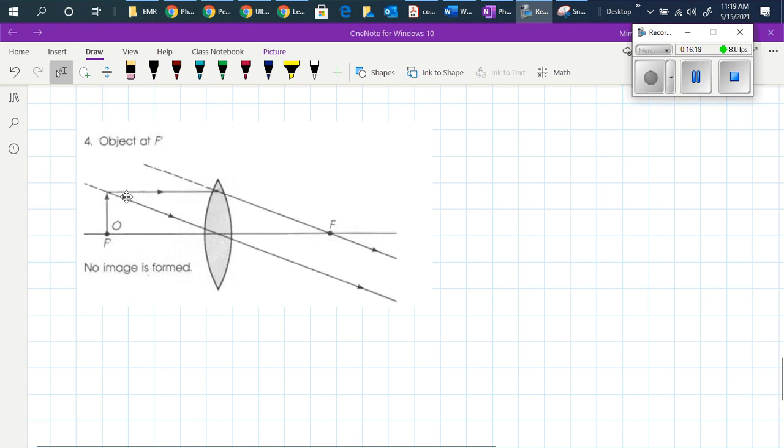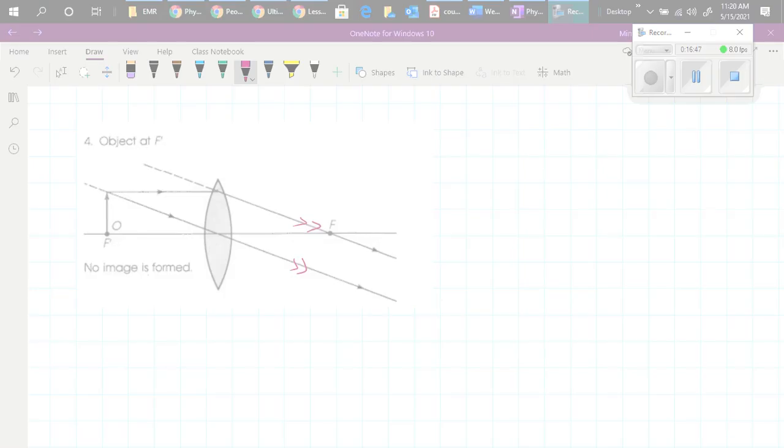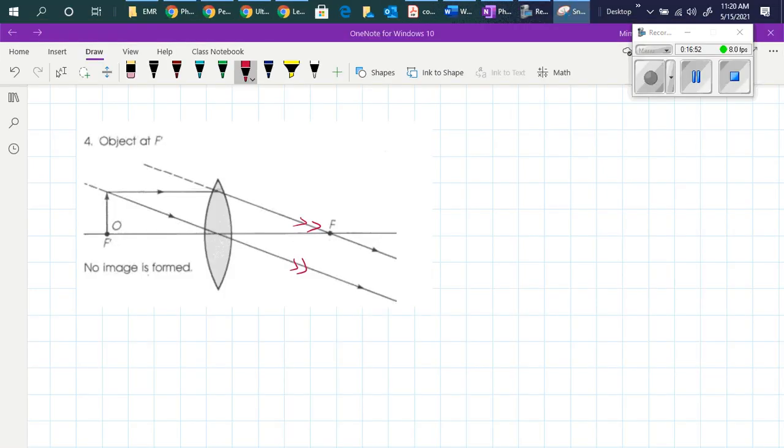Next case is when the object is right at the focal point. As you see here, those two reflected rays are parallel to each other. So it doesn't matter how much you extend them, they will not intersect, because two parallel lines will go on infinitely without touching each other. So this tells us that there is no image formed. And actually math proves this fact.